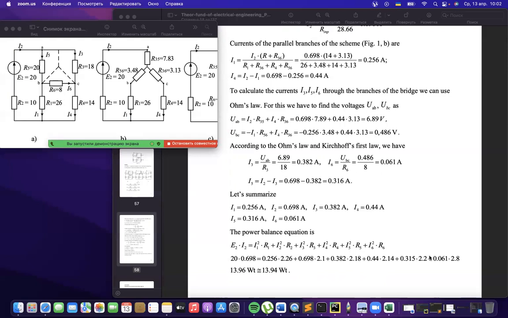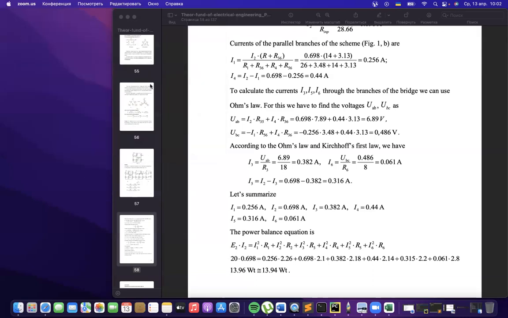After accurate calculation, the sum of these 6 parts also will be about 14 watts. And we obtain the power balance equation, the energy conservation law, that from 14 watts of generation, we obtain 14 watts of consumption. That means that everything is okay.